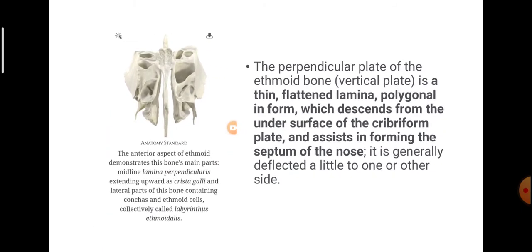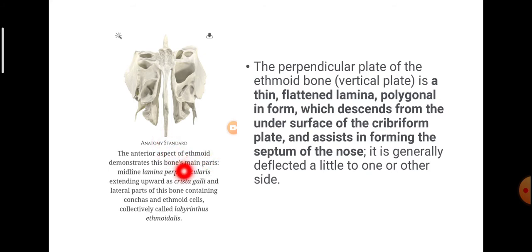The perpendicular plate of ethmoid bone is a thin, flat lamina, polygonal in form, descending from the undersurface of the cribriform plate, and assists in forming the septum of the nose. It is generally deflected a little to one or the other side.